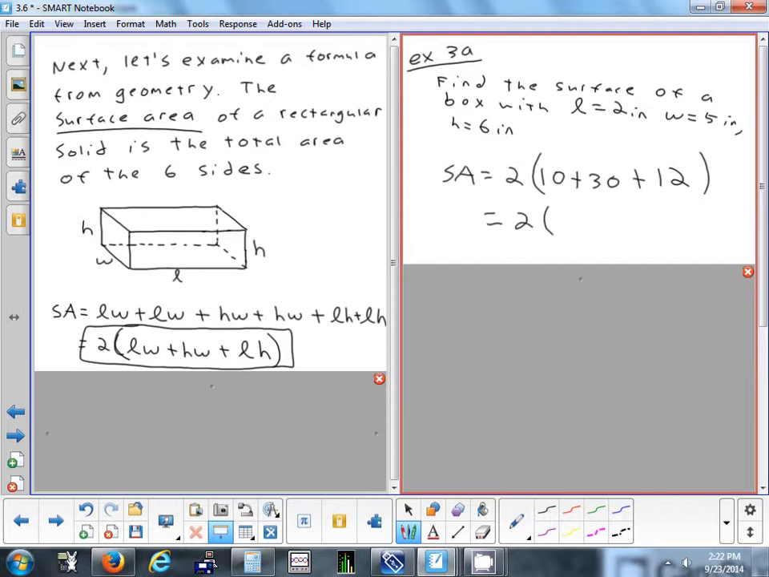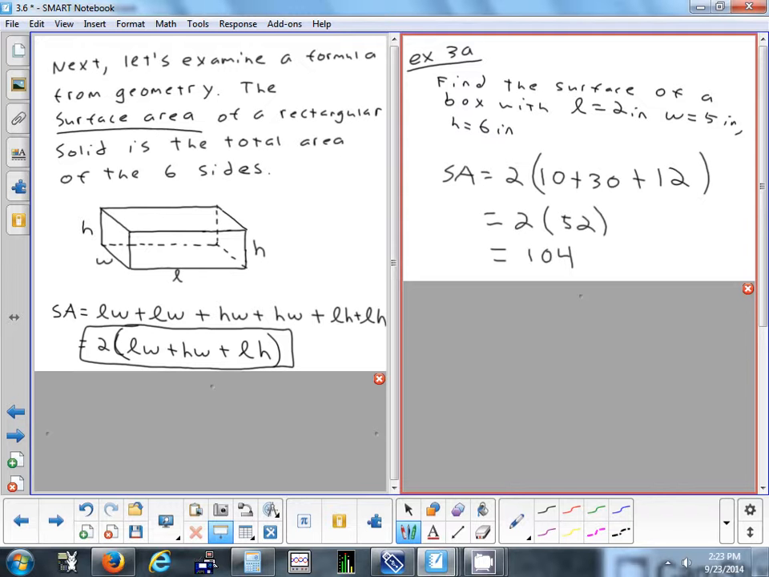PEMDAS, do what's inside here first. 10 plus 30 is 40, plus 12 is 52. 52. Then you double it, and how much do you get, Marcus? 104. 104. Wow. Okay, what's the label on that?